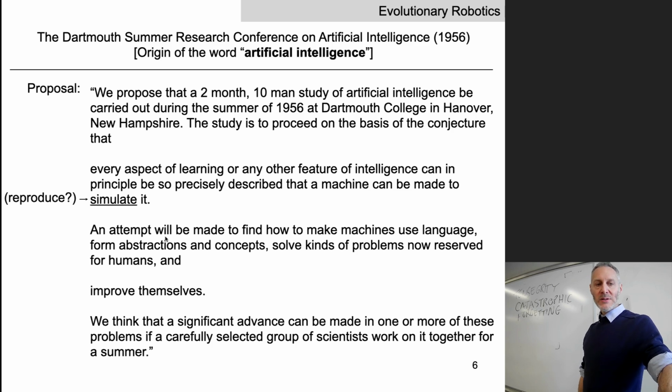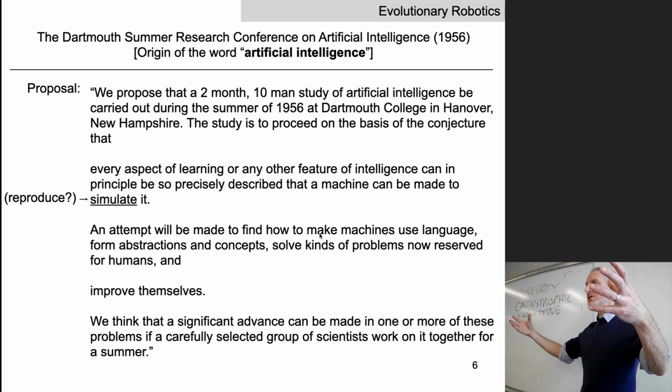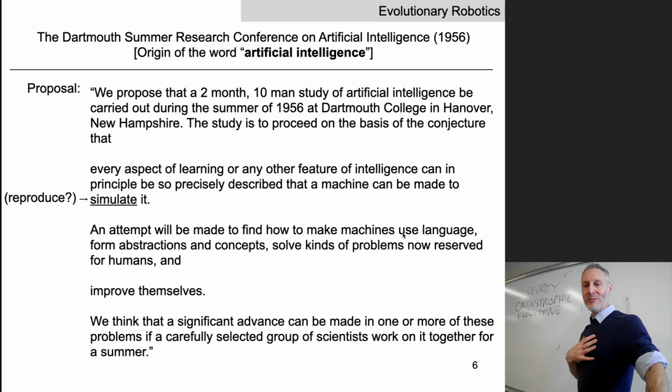"An attempt will be made," if, Uncle Sam, you give us the money to do so, "to find how to make machines use language, form abstractions and concepts, solve kinds of problems now reserved for humans." We're now starting to unpack this big term of intelligence. What goes into intelligence? Well, something that's intelligent from our perspective usually is able to use language, form abstractions, do problem solving, and so on. And, also, by the way, improve itself. Something that's intelligent usually can get better with time at stuff.